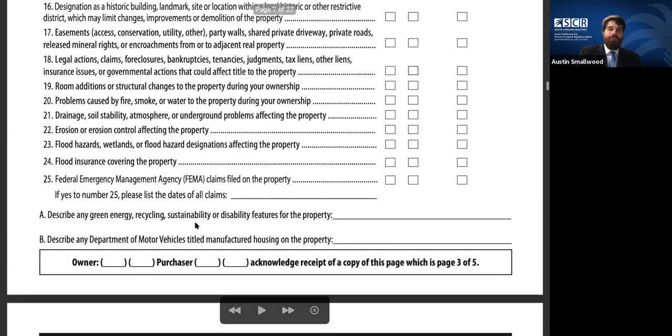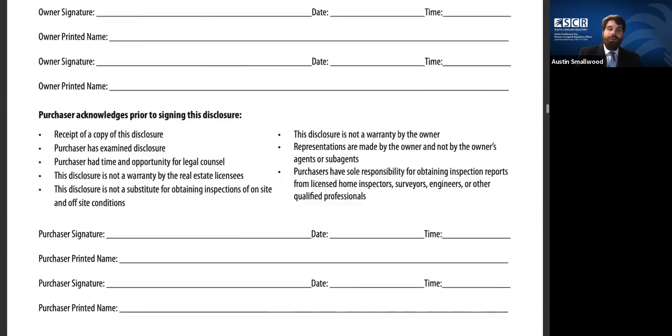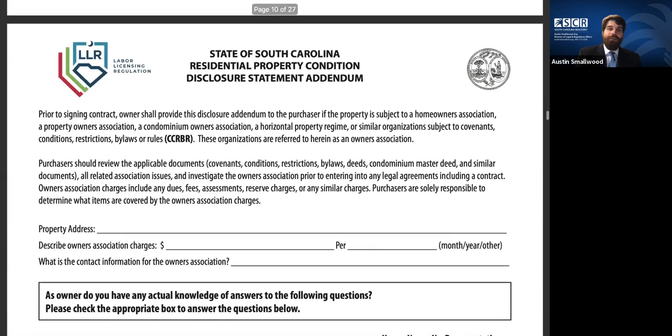Other than that, that is the only changes to those LR forms. Those have been updated. Those will be updated on our website and all of our forms providers by the 26th of April.